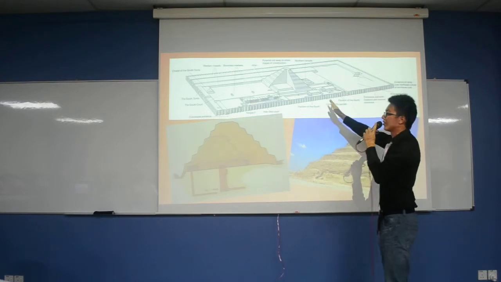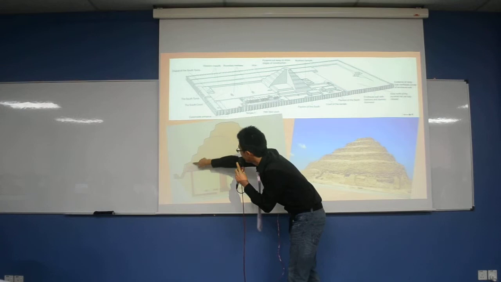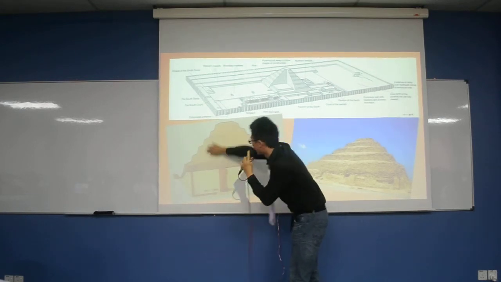Then this is the internal part. This is what I'm talking about, the six-step pyramid. They started with a very small structure, and then they slowly maximized the grid until they made something very big.